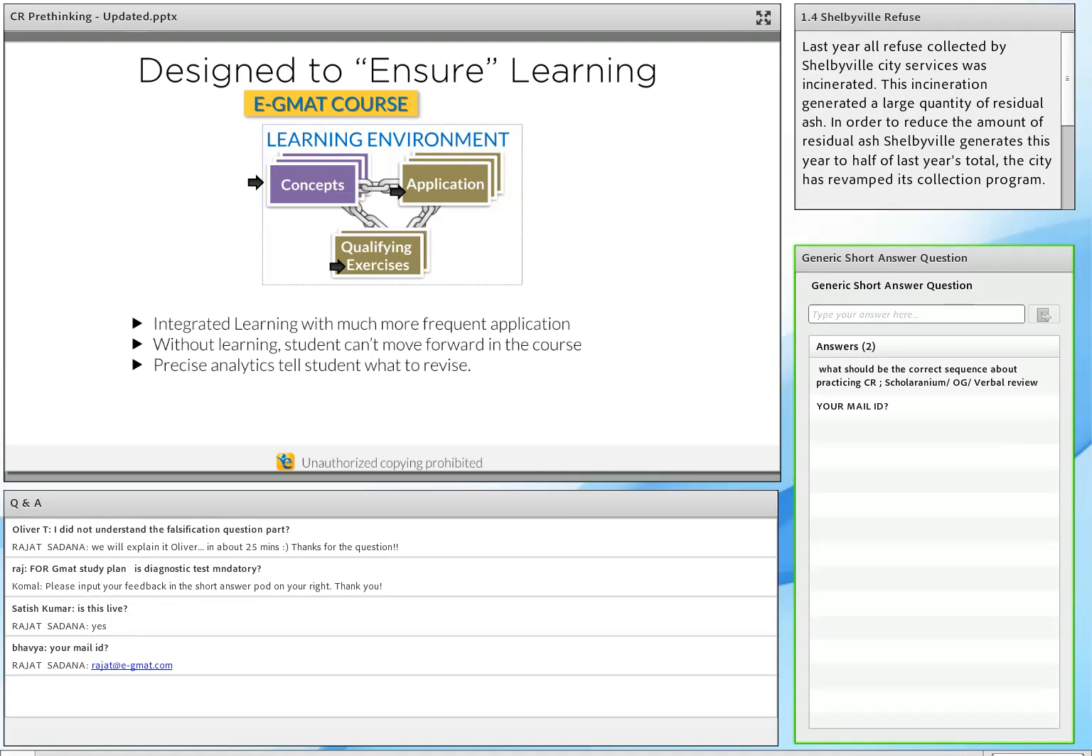Because of this integrated learning environment, and the fact that you're taught application about 20 times during just the learning phase, this is way more efficient. Your hit rate in the first go is a lot higher.